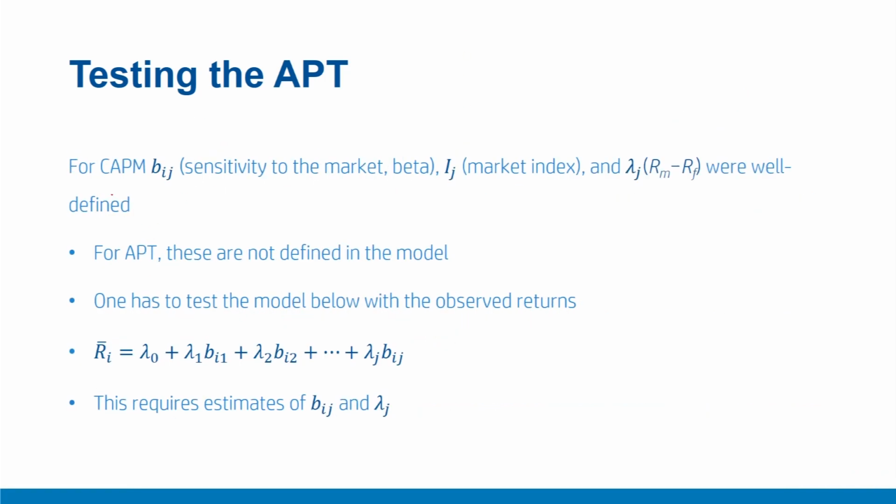For example, if one looks at CAPM, in CAPM this Bij would be something similar to the beta, which is the sensitivity to market. Ij is the market index here. For CAPM, Ij would be something similar to the market index, and lambda j, which is the risk premia, that is additional return, is Rm minus Rf, which is the extra return that is offered on account of this sensitivity beta towards the market index. These are well defined for CAPM.